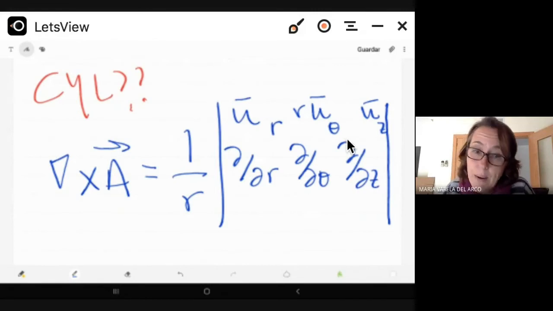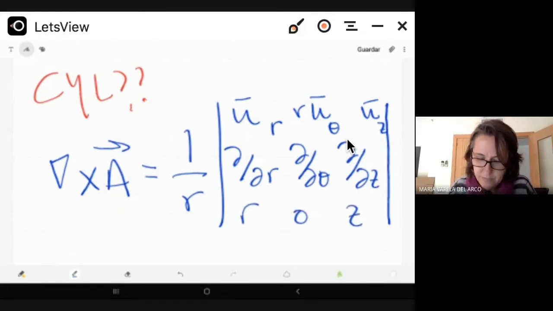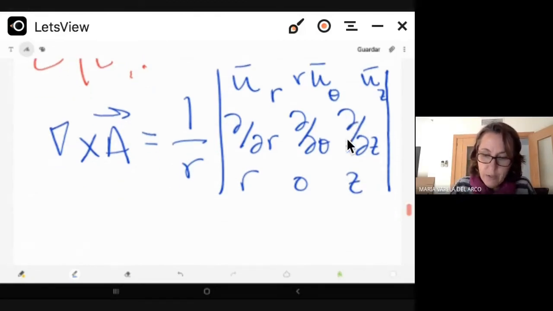Third line, my field with the three components, in cylindrical coordinates. This is how you actually write down the determinant that gives rise to that formula in the cheat sheet, in the summary that you have now in the virtual campus. So in particular, for our case right now, if we actually want to calculate this, it doesn't take a lot of work to see that it also vanishes and goes to zero.